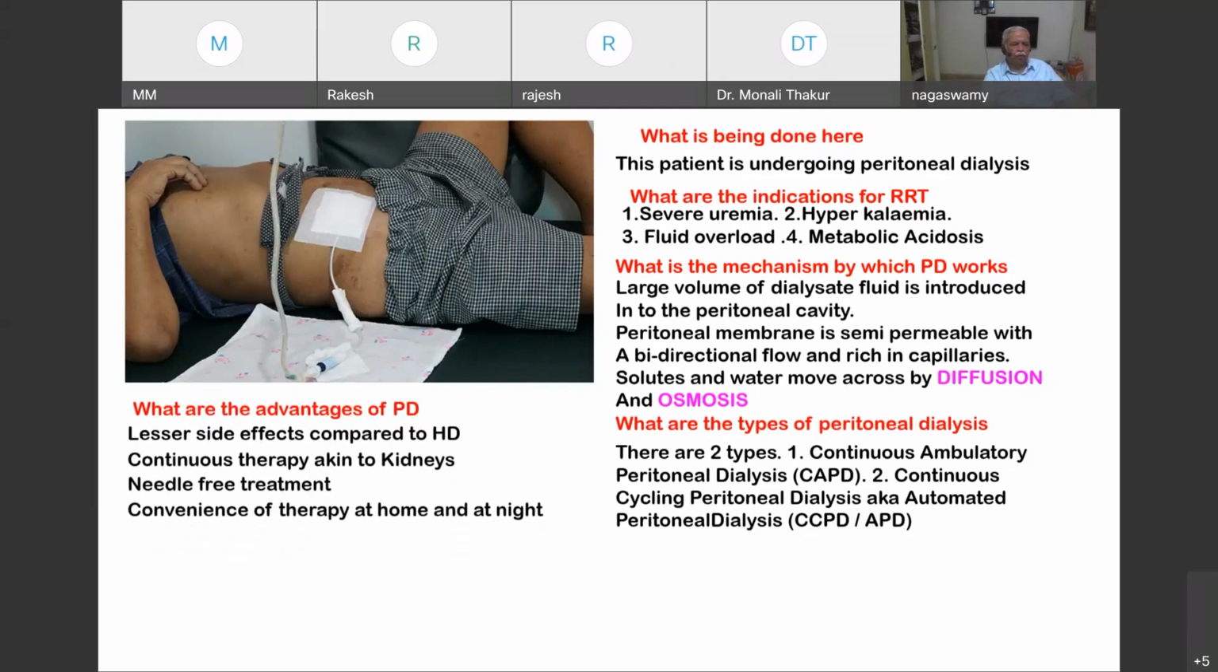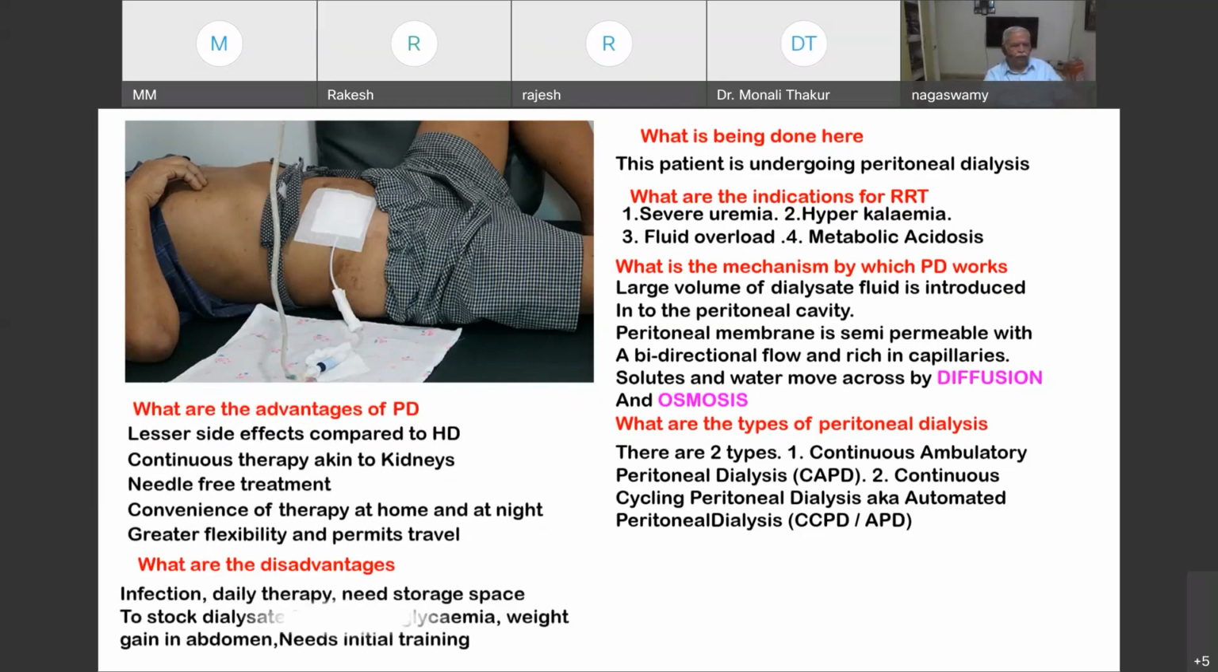Advantages: lesser side effects, continuous therapy, no needle, convenience of therapy at home and at night, greater flexibility. Disadvantages: infection, daily therapy, need for storage space. You have to stock the dialysate fluid. Hyperglycemia, weight gain, and all those things are there.